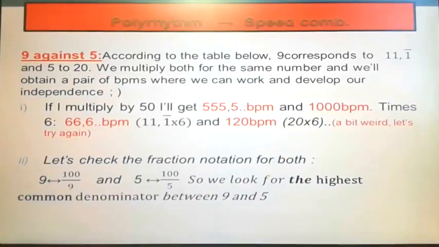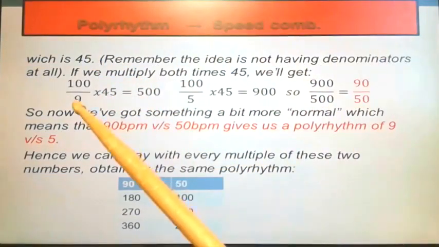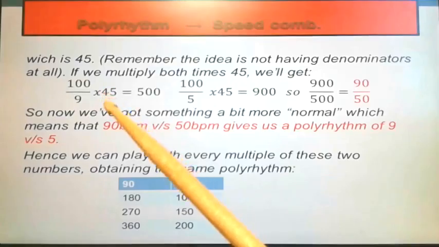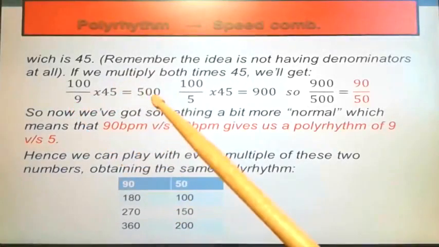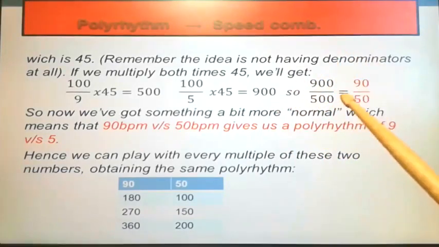A bit weird. We're going to try a tempo that we can really count, that we can set in a metronome. Okay, for example, let's check the fraction notation for both. For 9, I get 100/9, and for 5, I have 100/5. So we look for the highest common multiple between 9 and 5. In this case, it's 45. So I amplify these fractions times 45. For the first, I will get 500. For the second, 900. So we have at the end 900/500.